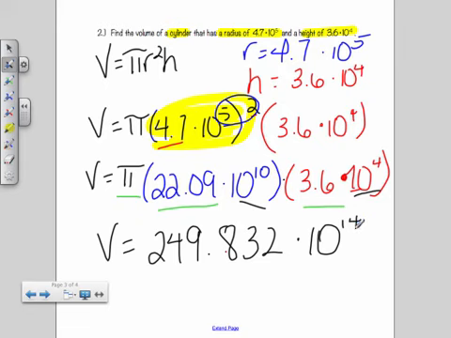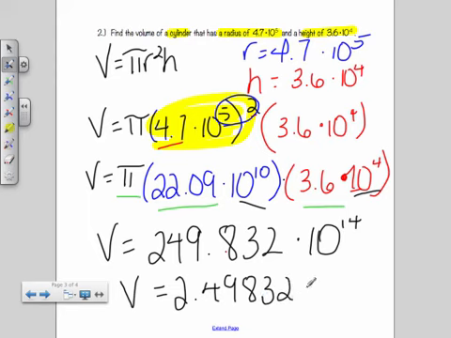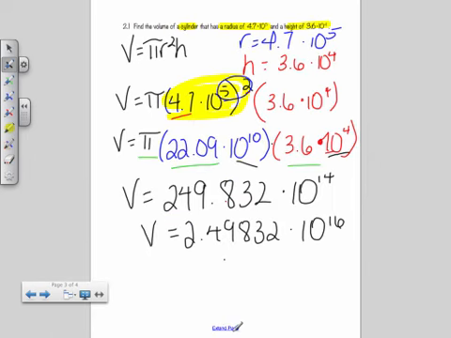And then I have to do my adjusting. So this number right here is way more than 10. So I need to move my decimal place over twice, or basically divide it by 10 two times. So this becomes volume equals 2.49832 times, since I divided out 2 tens here, I've got to add 2 tens here, so this becomes 10 to the 16th power.